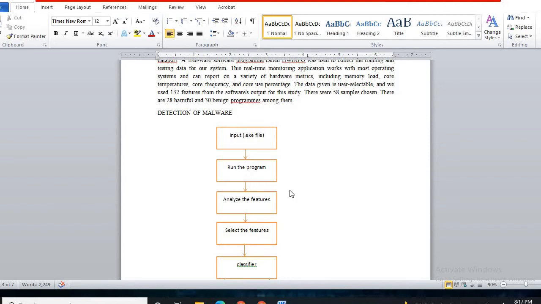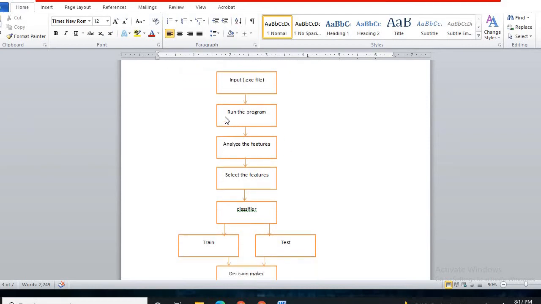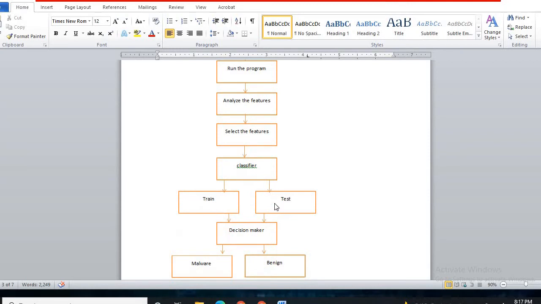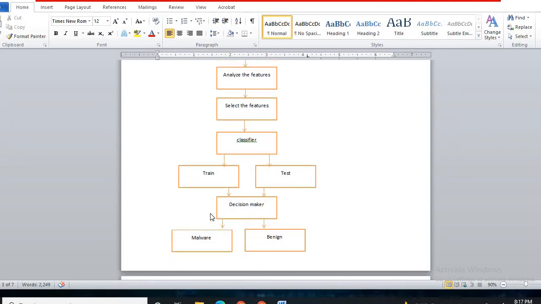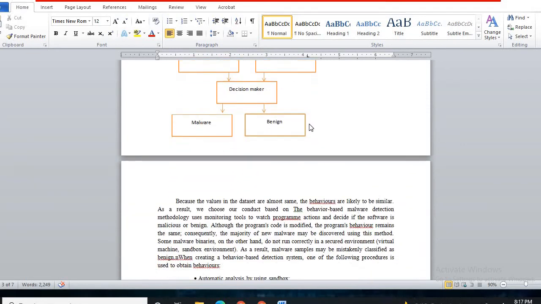Next is the detection of malware. How can we detect the malware? First, we give the input, the dataset. It could be an executable file or a DLL file, whatever file it could be. We give the input and make the program run. Next we analyze the features and select the features as necessary. After selecting, we classify: we train and test, and make a decision whether it's a malware or a benign program. A benign program is nothing but an unharmful program.